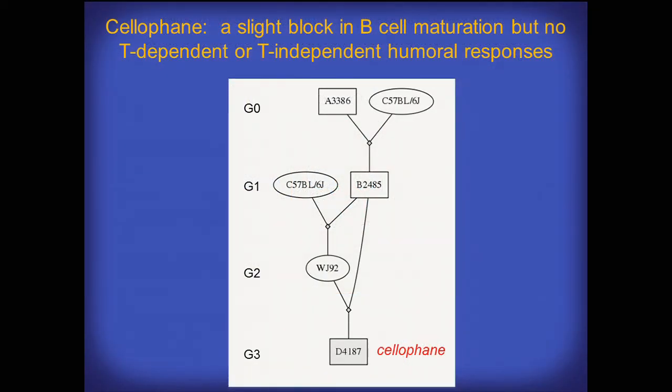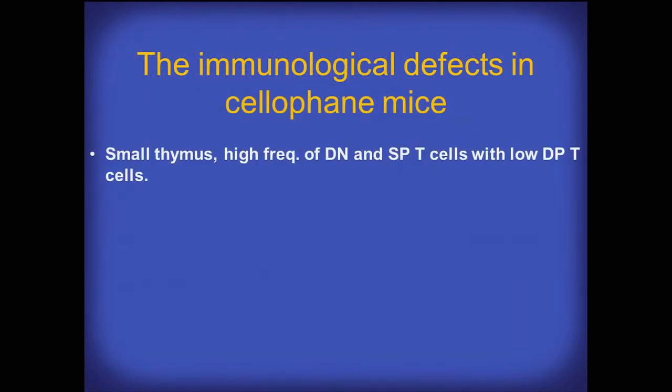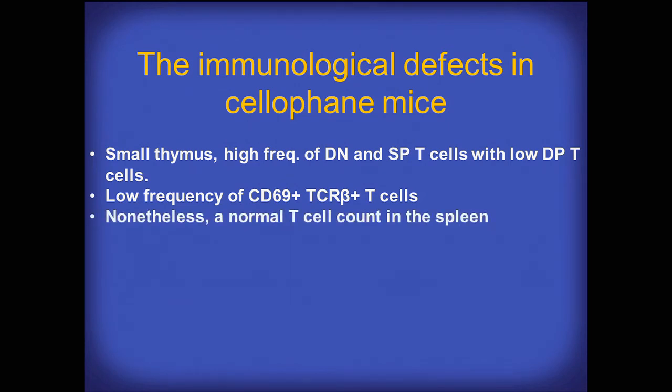Now, the last two mutants I'll tell you about very quickly because we know rather little about them. One of them was called cellophane, and it was picked up also in the immunization screen. It too had both T-dependent and T-independent problems in antibody production and a problem with IgD production as well. Just I'll summarize quickly. These mice had a small thymus with a high frequency of double negative and single positive T cells and with low double positive T cells. They had a low frequency of CD69 TCR beta positive cells, but nonetheless they had a normal T cell count in the spleen. They had almost no NK cells in the spleen.